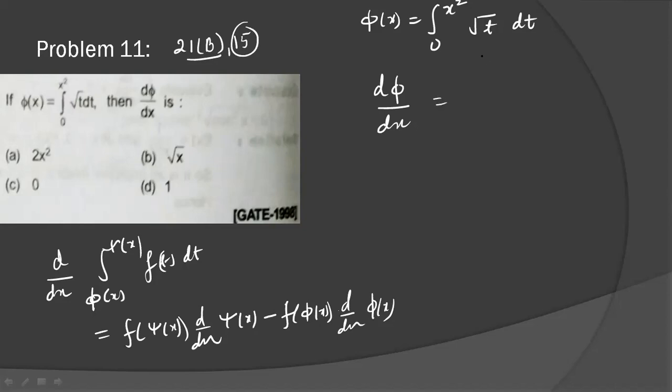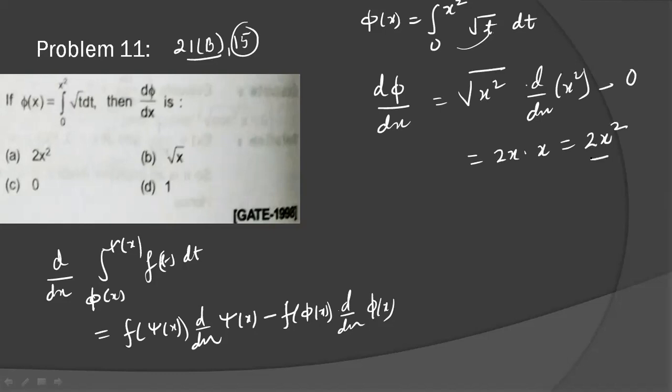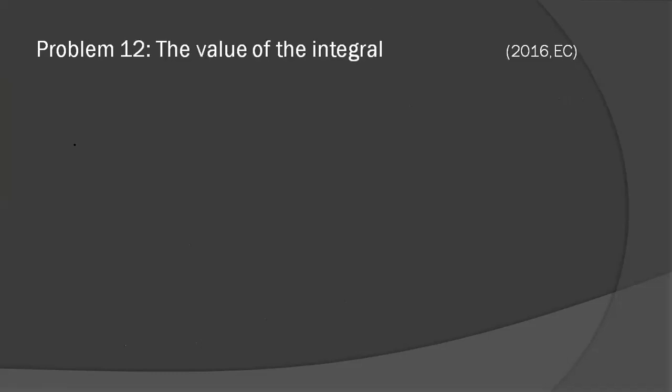So the value of the upper limit in the place of t, so it will be under root x square, into d by dx of x square, minus the value of the lower limit in the place of t, so it will be 0. So it will be 2x into under root x square, which is x, so it will be 2x square. So 2x square will be the correct option for this problem.